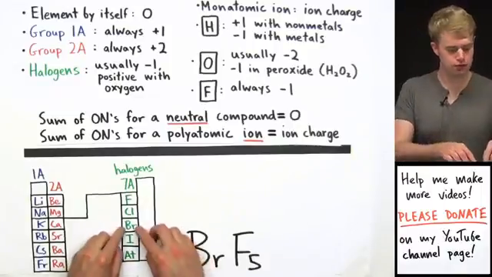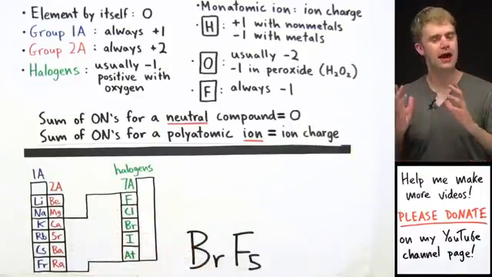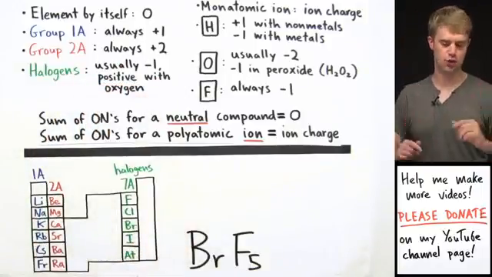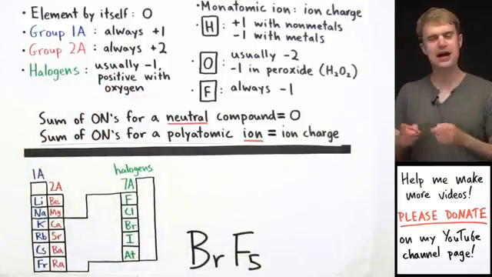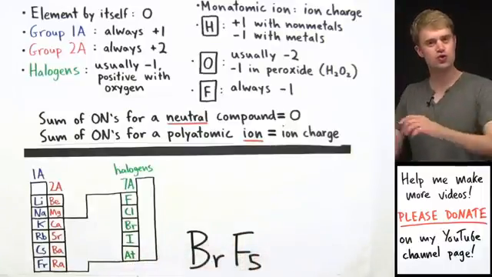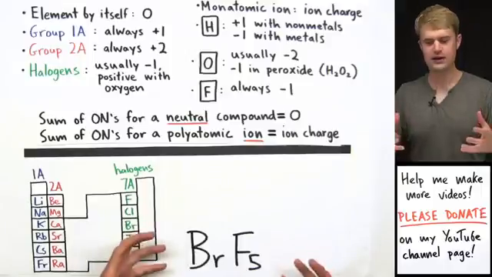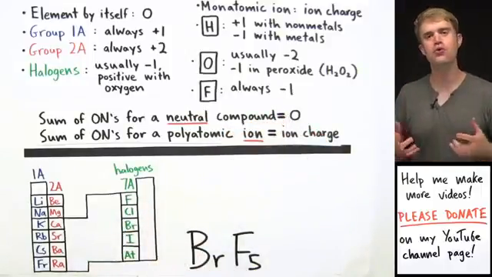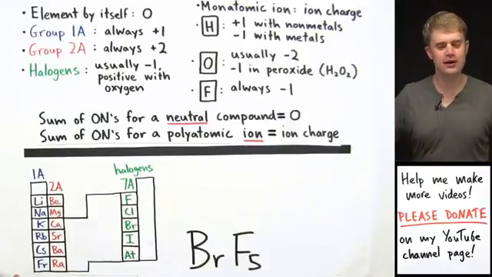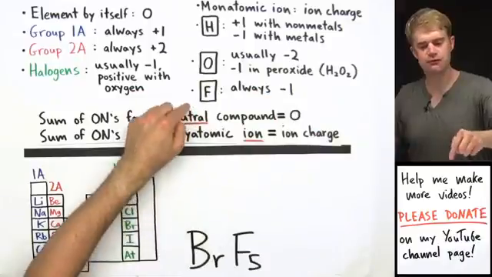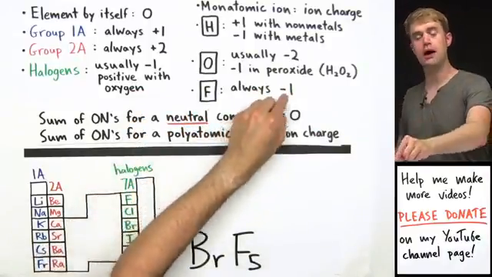BrF5. Bromine and fluorine are both halogens. The halogens usually have an oxidation number of -1, but both of these elements can't have negative oxidation numbers because this is a neutral compound, and so the total oxidation numbers have to add up to 0. That's not going to happen if they're both negative. So how are we going to deal with this? Well, we'll focus in on this rule here, and that's that fluorine is always -1.